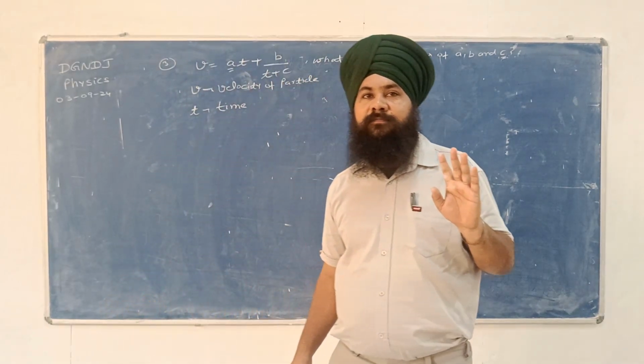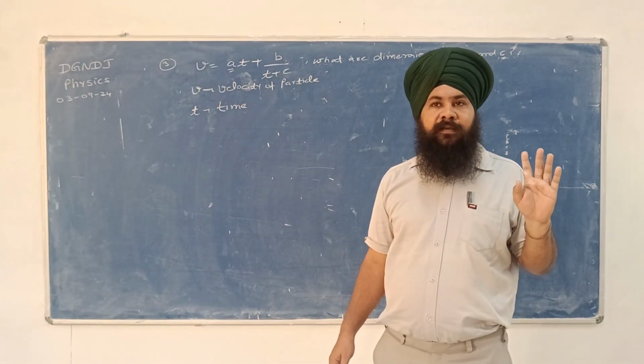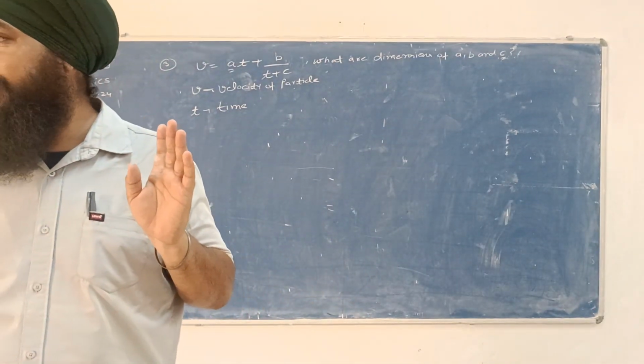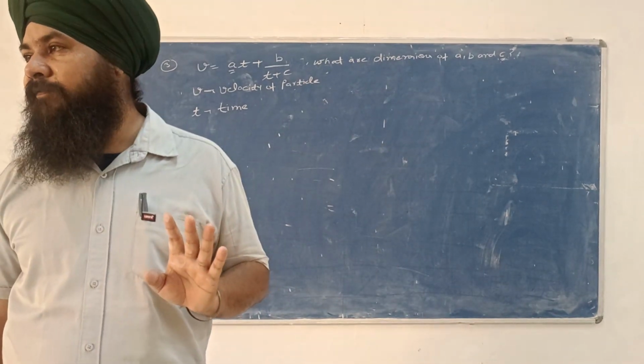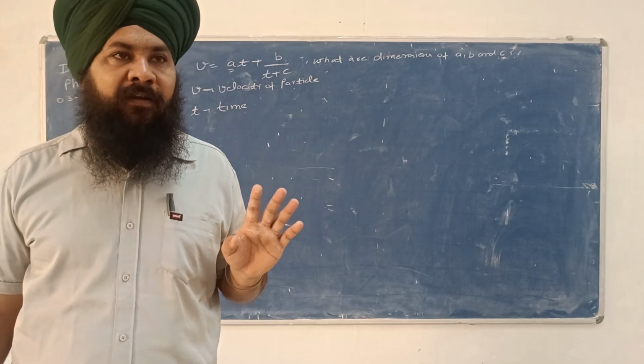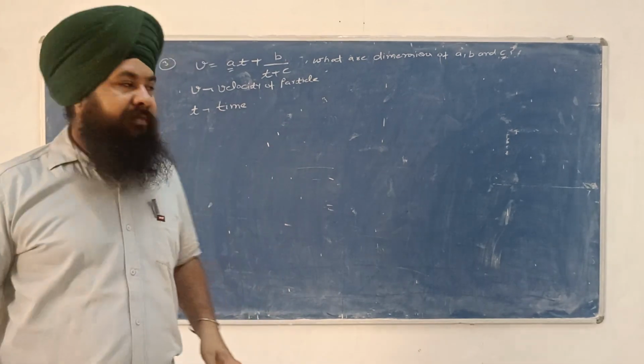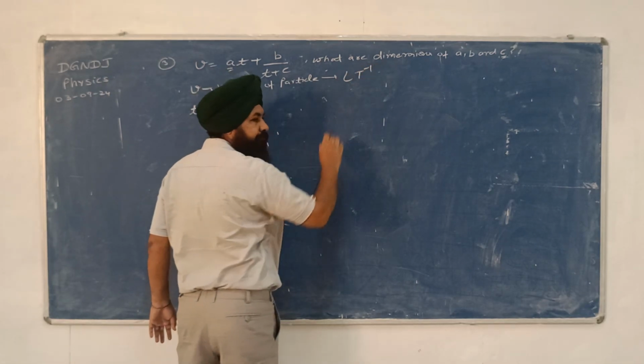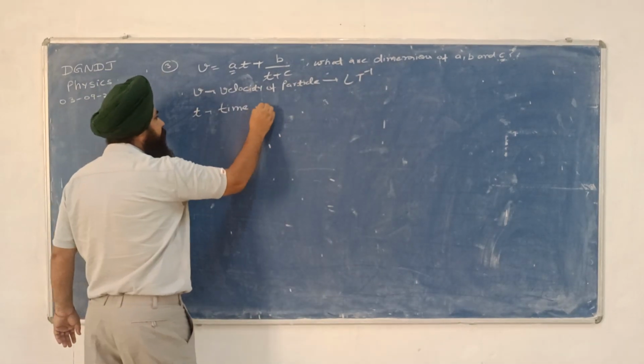Then let's start. Should I start? Yes, sir. हमें A, B और C का डायमेंशन निकालना है हिंदी वालों के लिए, और V और T हमें दी हैं। What is V? Velocity of particle, और T is time. velocity का क्या डायमेंशन फॉर्मूला होता है? LT minus 1. T का क्या होता है?